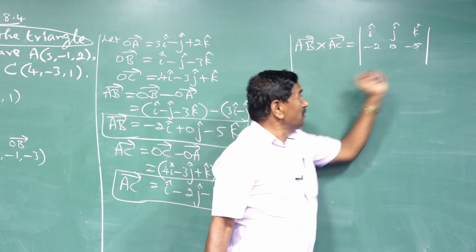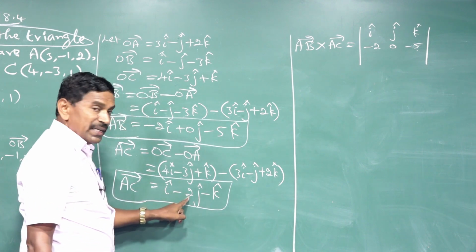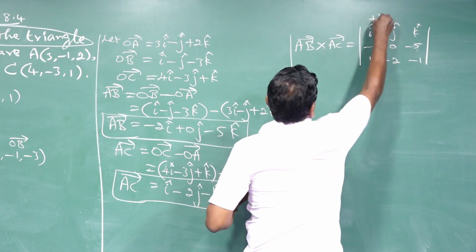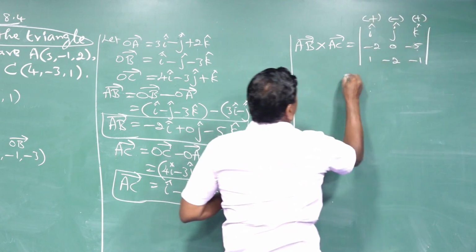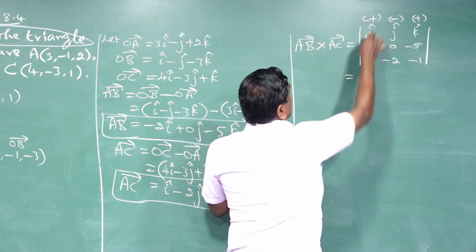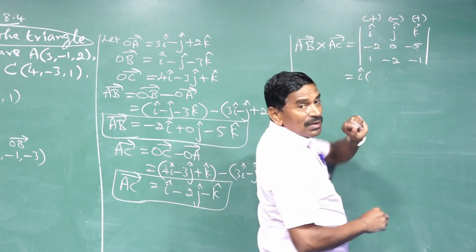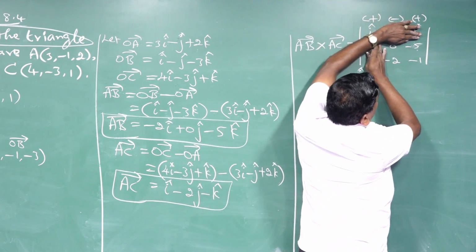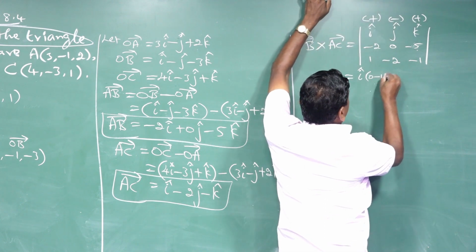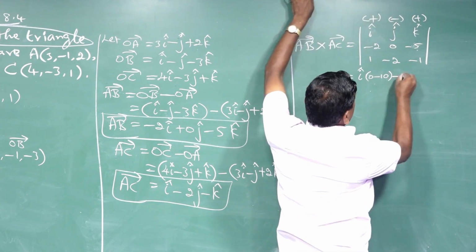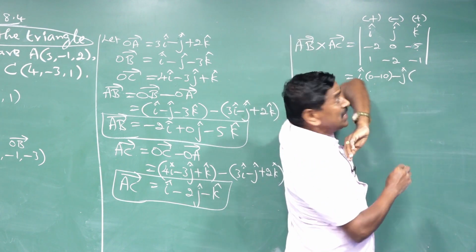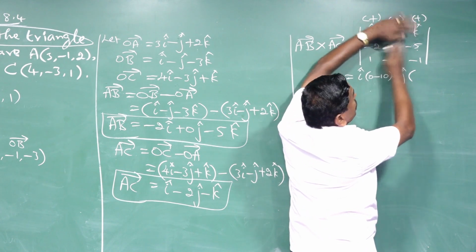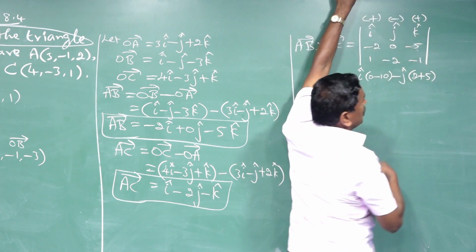What is the third row? AC vector: 1, minus 2, minus 1. The signs are plus, minus, plus. Plus into i cap: forget its respective row and column, cross multiply: 0 minus 10. Minus into j cap: forget its respective row and column: 2 plus 5.